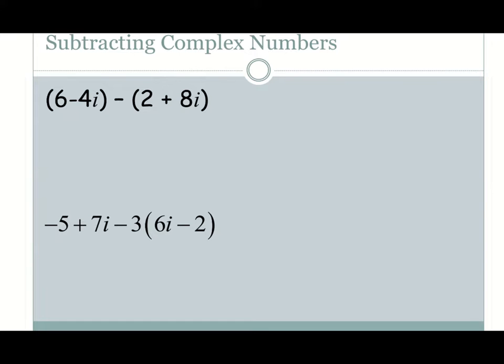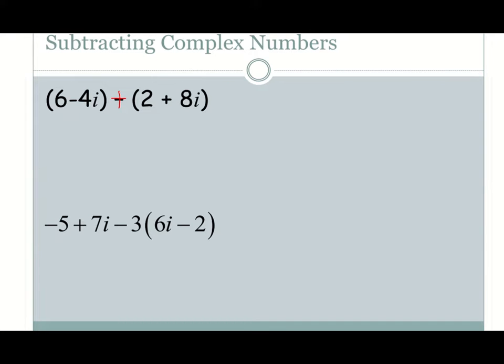So the next operation would be subtracting complex numbers. It's going to be the same concept as if we're adding them together. However, we're just taking away our piece here. So we have 6 minus 4i minus the quantity 2 plus 8i. When I'm subtracting, it's like I have to distribute in a -1. So if I distribute that in, it's like I'm changing the sign. So this becomes positive.